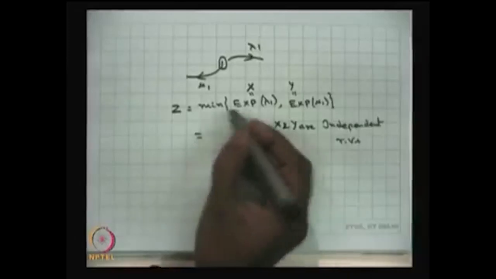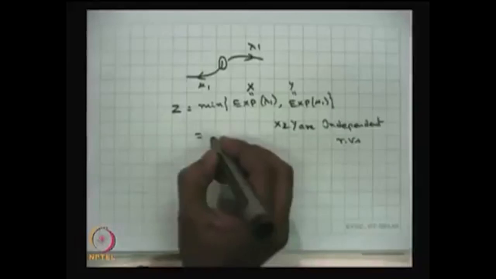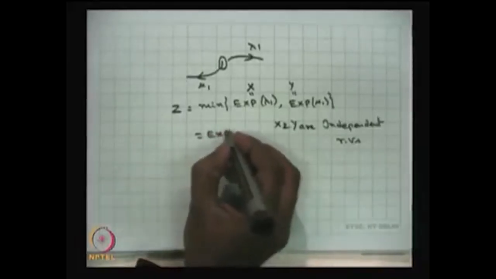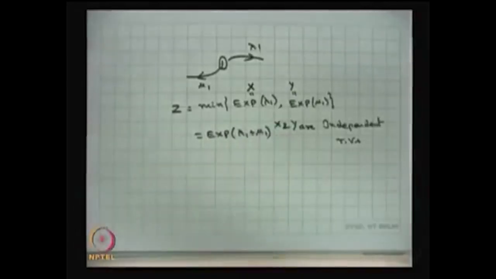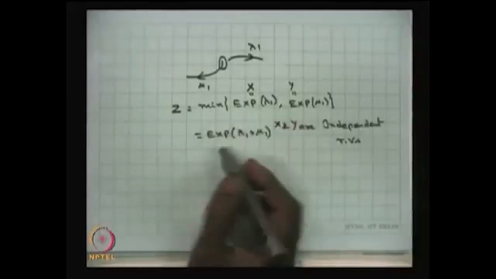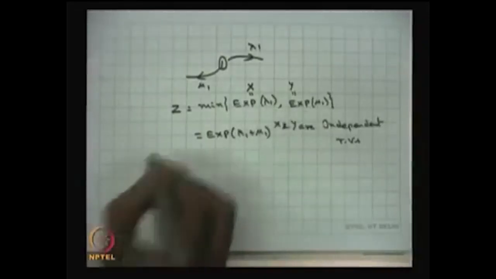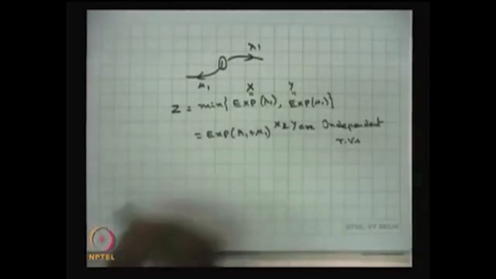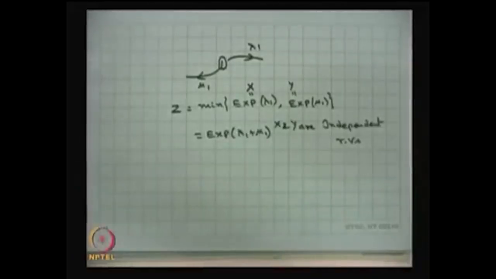You know that the minimum of two exponentials, as long as both the random variables are independent, is also going to be exponentially distributed with the parameter lambda 1 plus mu 1. You can do it as a homework. The minimum of two independent exponentials is exponential with the parameter lambda 1 plus mu 1. Therefore, the time spent in the state 1 is exponentially distributed with the parameter lambda 1 plus mu 1.